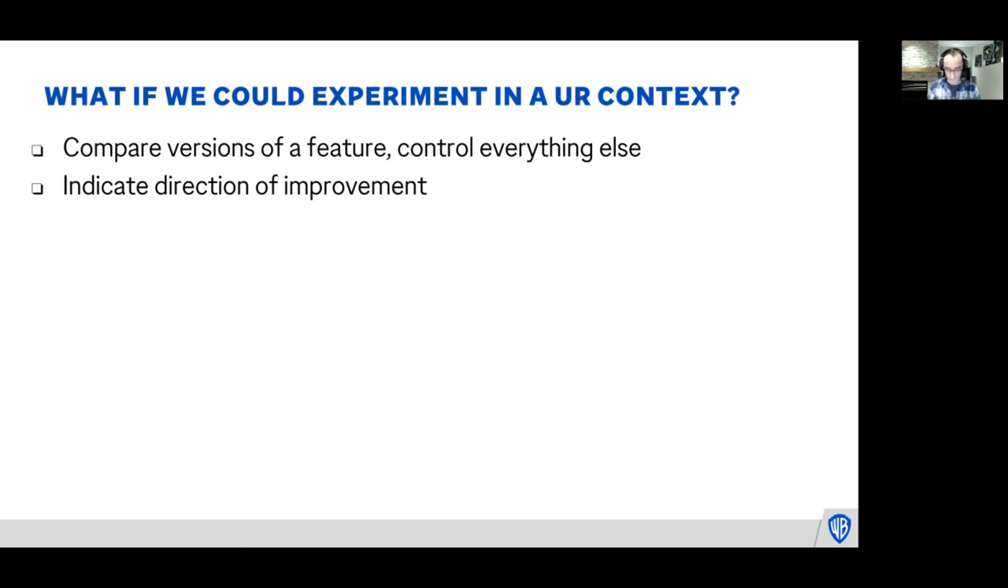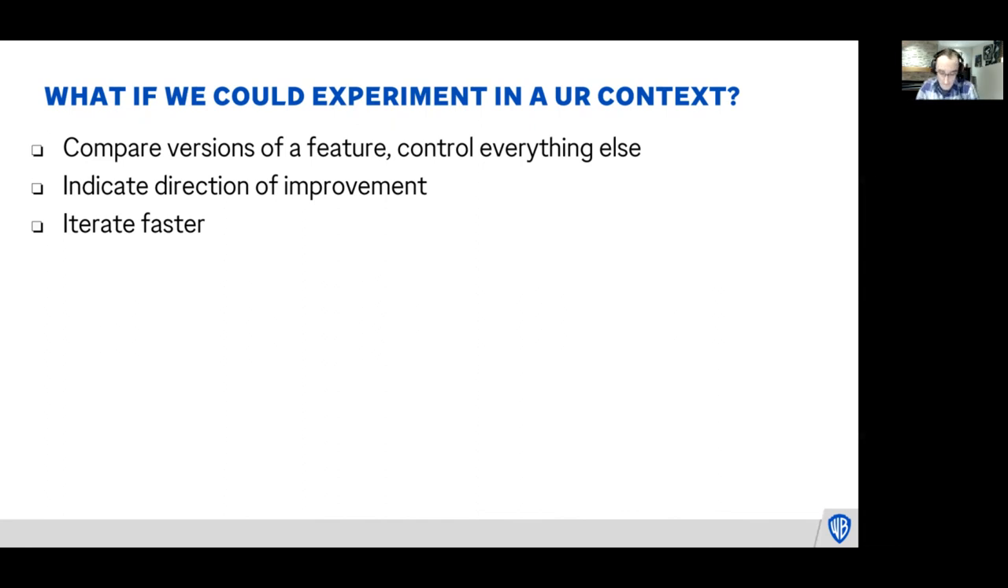So if 20 grenades thrown per hour is the right indicator, and we test two different builds, and one produces 5 grenades per hour and the other produces 10, well, we know whatever we need to change, the second build is closer to the truth. So let's work in that direction.